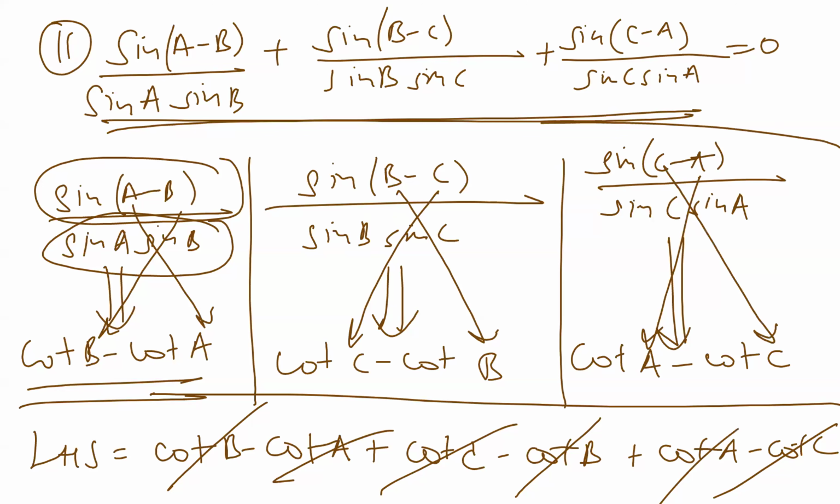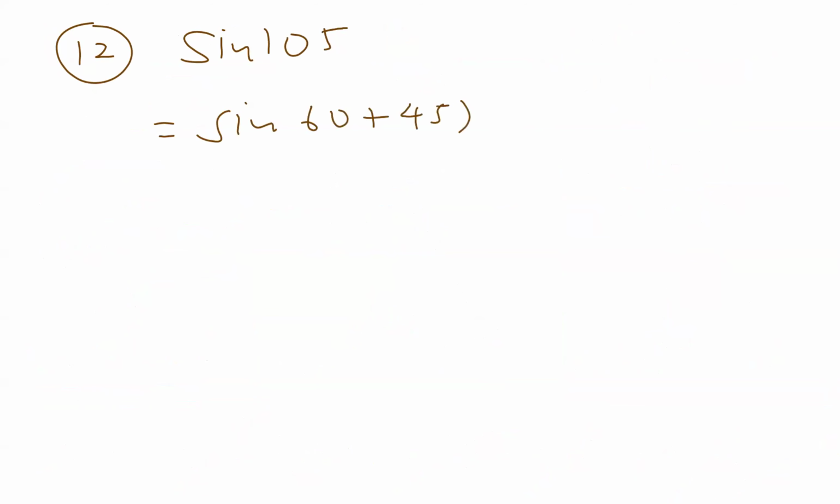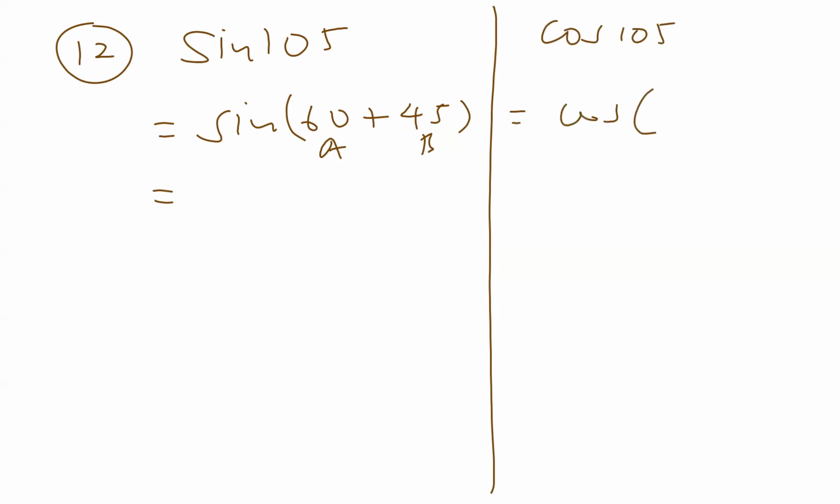You can write these two terms similarly or you can entirely solve it. Question number 12. I'm not solving it entirely. I'll give you the hint for question number 12. Sine 105. Step one, you can calculate sine 60 plus 45. Okay. You'll get some value over here by the sine A plus B formula. And then cos 105, similarly you can do that. Take some standard angles.